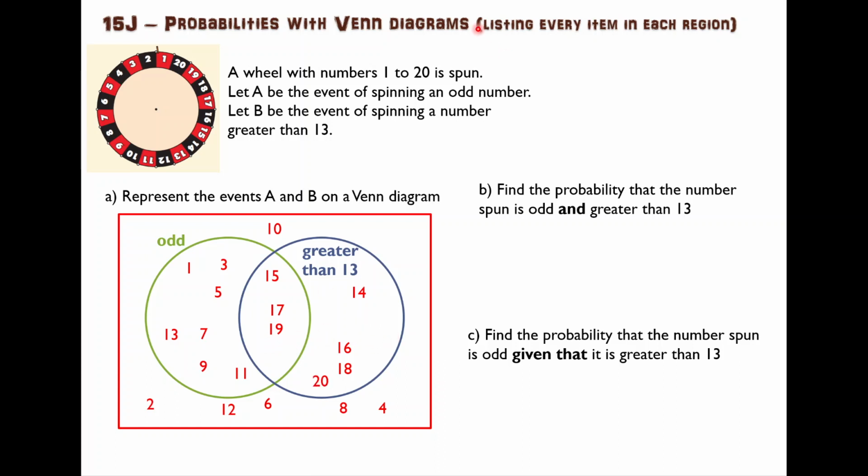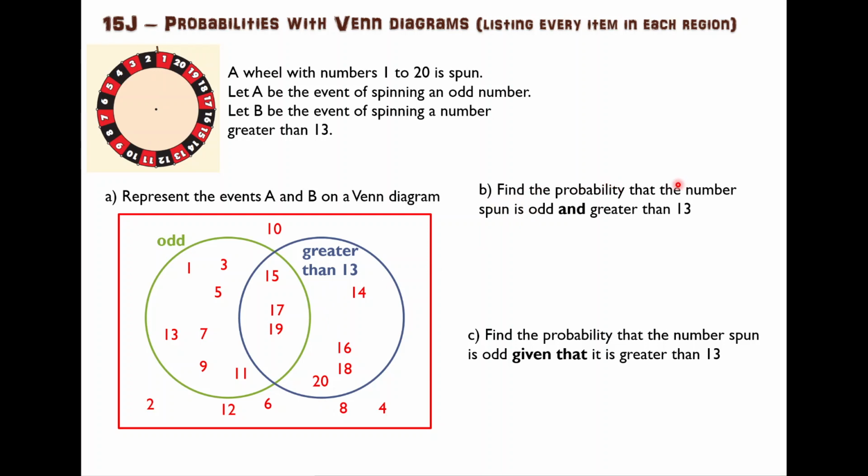So what I've done is I've listed every outcome in every region. This is one way to do it. The other way to do it is writing the count, so counting how many match each region. We'll do that in the next video. Okay, so I've represented the events A and B on a Venn diagram and included all of the possible outcomes, each in their appropriate region.